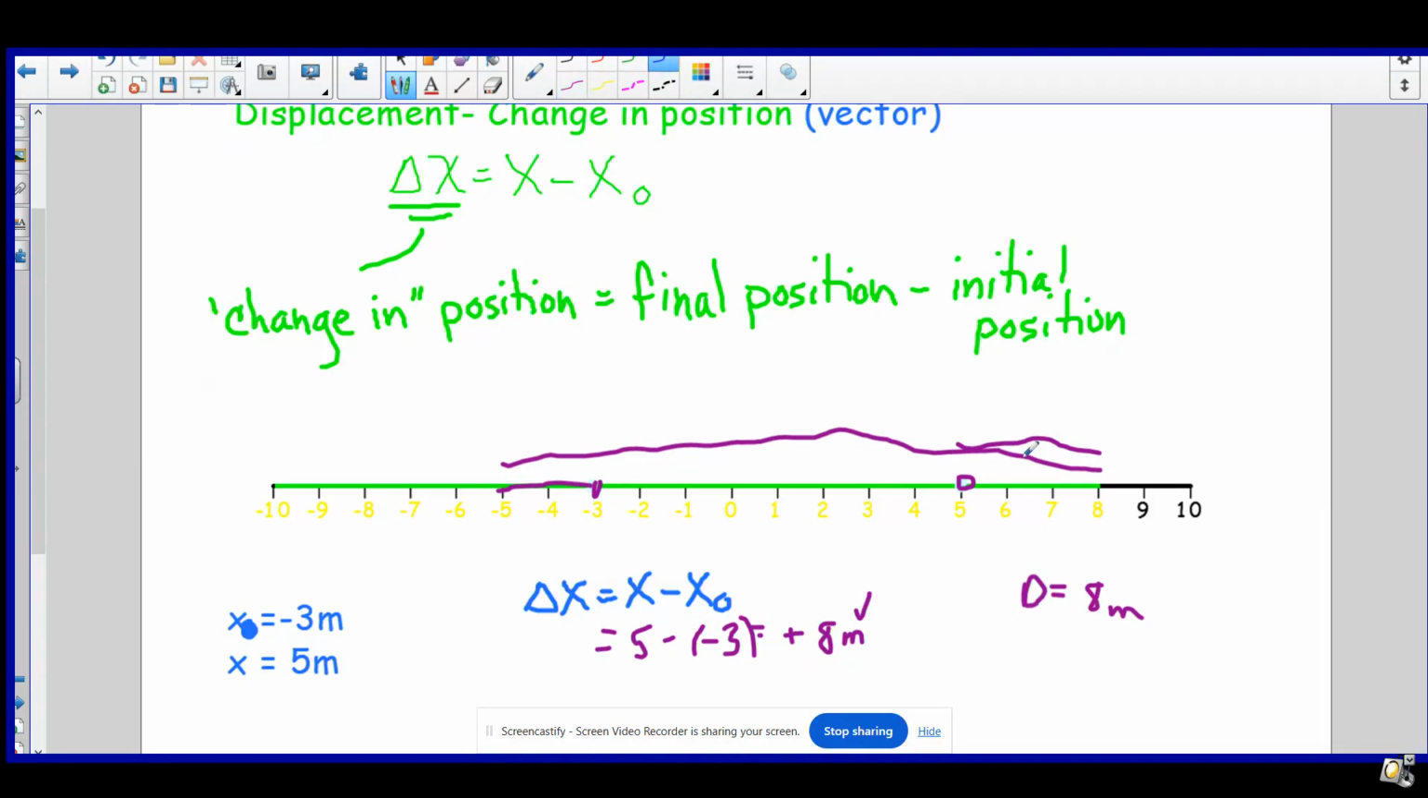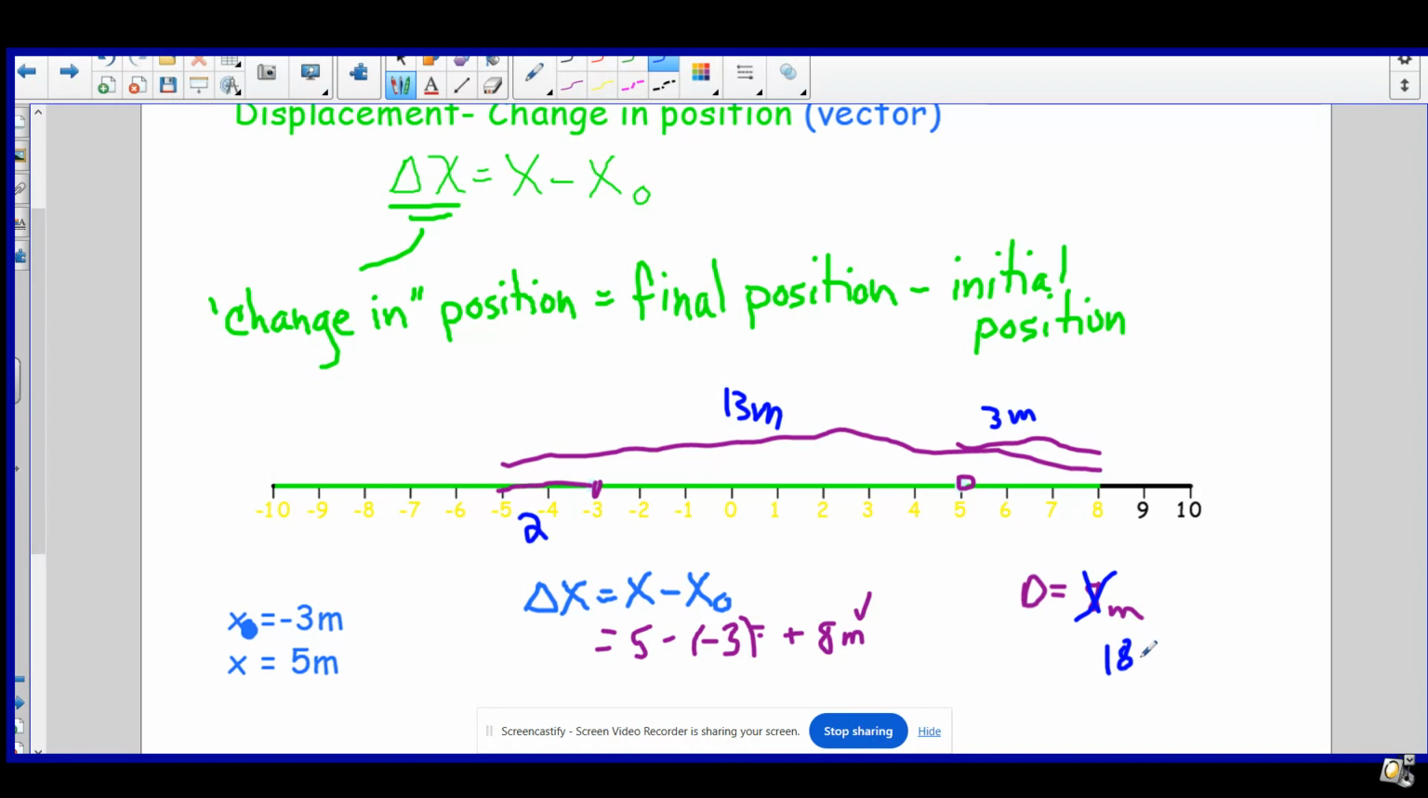But if I'm counting the total number of steps, it's no longer 8 meters. This object went from -3 to -5, which was a total distance of 2 meters. Then from -5 over to +8, which was a distance of 13 meters. And again, I don't care about the direction. I just want to know what's the total length traveled. And then from +8, it went over to +5, which was another 3 meters. So now my distance and my displacement are not the same. I've gone a total distance of 2 plus 13 plus 3, or a total distance of 18 meters.